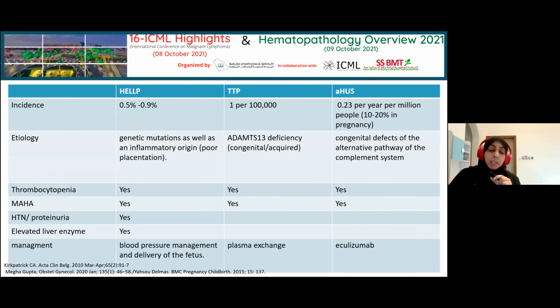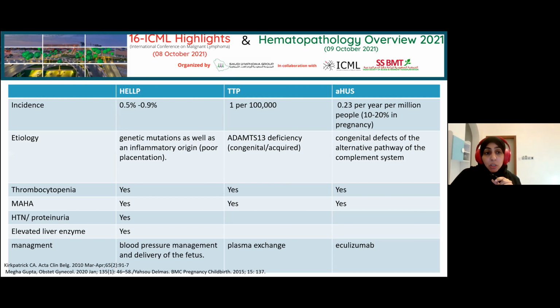Now, if the thrombocytopenia is combined with microangiopathic hemolytic anemia, then the differential diagnosis will be one of three: HELLP, TTP, or atypical HUS, with the incidence being higher with HELLP syndrome. You know, HELLP syndrome is a very severe form of preeclampsia, which is defined as a new onset of hypertension plus proteinuria after 20 weeks.